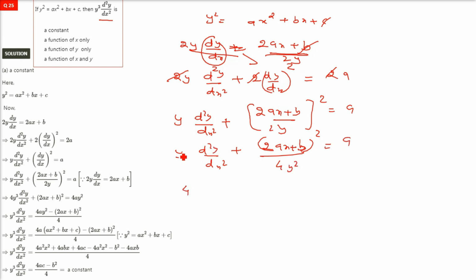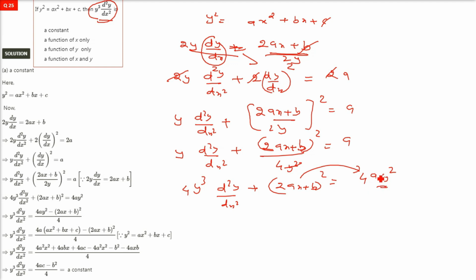So let us multiply everything with 4y square. So y into 4y square is 4y cube d2y by dx2 plus 2ax plus b whole square. This will be eliminated. On the right we are going to get 4y square we have multiplied, and a is already there. So 4ay square. So 4y cube. So we need this 4 to be eliminated somewhere. So let us see what we are going to get. Let us bring this on the right hand side, 2ax plus b square on the right hand side.